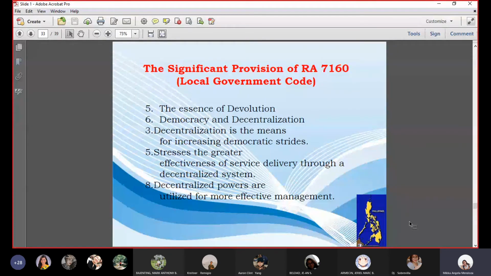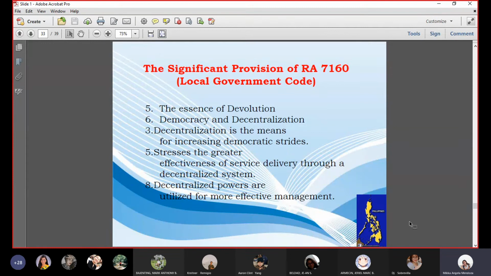So, democracy and decentralization. Decentralization is the means for increasing democratic strides. It stresses the greater effectiveness of service delivery through a decentralized system, and decentralized powers are utilized for more effective management. It's like you as a person, no? You are the group leader of a group project. Then you get stressed because there is so much to do: make a presentation, write the report, post pictures, print the outputs.